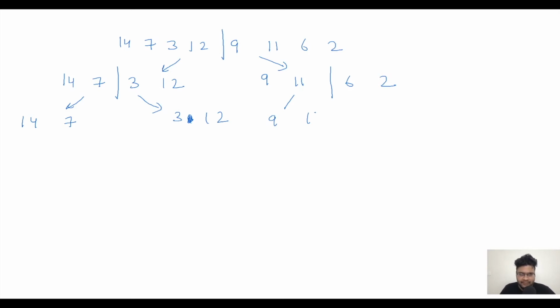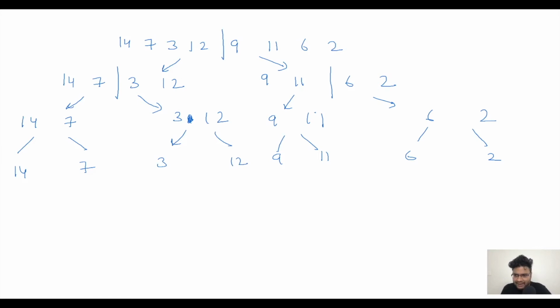This will become 6 and 2. Again we divide into two parts. This will become 14, this is 7, this will become 3, this will become 12, this will become 9, this will become 11, 6, and this is 2. Now at this stage we reach the base case wherein only one single element is here, right? Since all of them have only one element, an array with one element is already sorted in nature. So all of these sub arrays are already sorted.